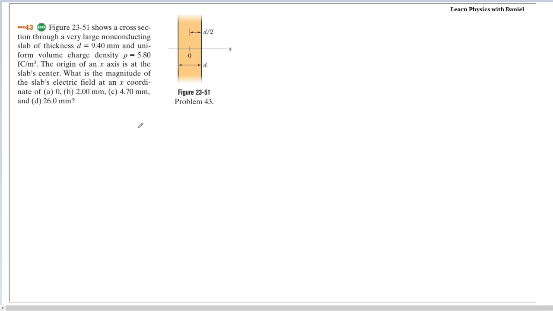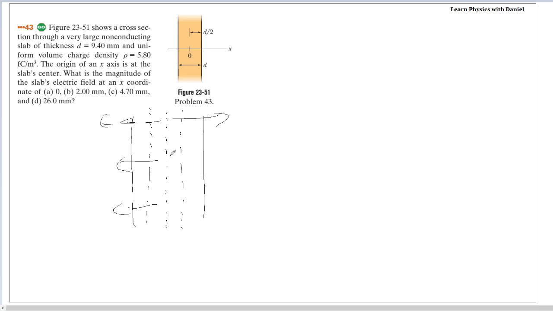So let's, as usual, make a picture. We have the two sides of the slab, and then the center, which is the origin. What we want to do is draw a Gaussian surface here and here. What we need to notice is that we use symmetry because the electric field goes out at both sides, something like this. Then we can use the symmetry in Gauss's law to find our electric field.